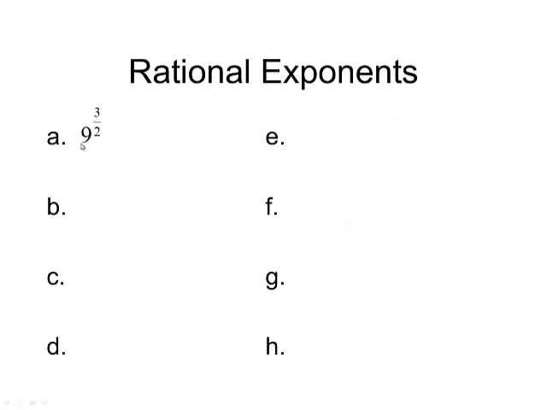Rational exponents. If you have an exponent that's a rational number, like a fraction, this is an exponent on the 9. This is the root of 9, the square root of 9. So if you take the square root of 9, you should get 3, and 3 squared is 27. Okay, so what about 2 to the 2/3 power? Well, the cube root of 8 is 2, and 2 squared is 4.